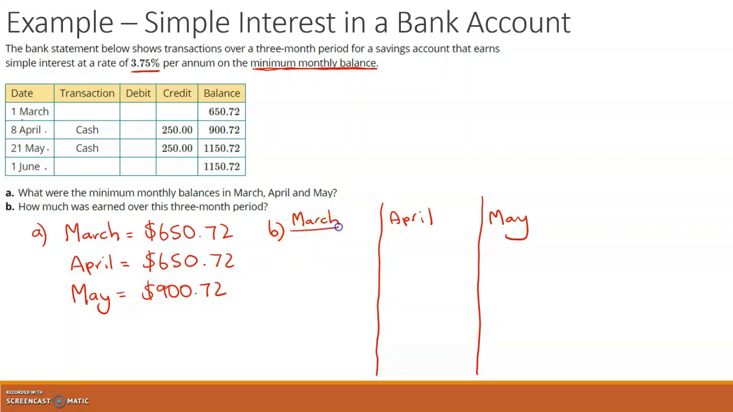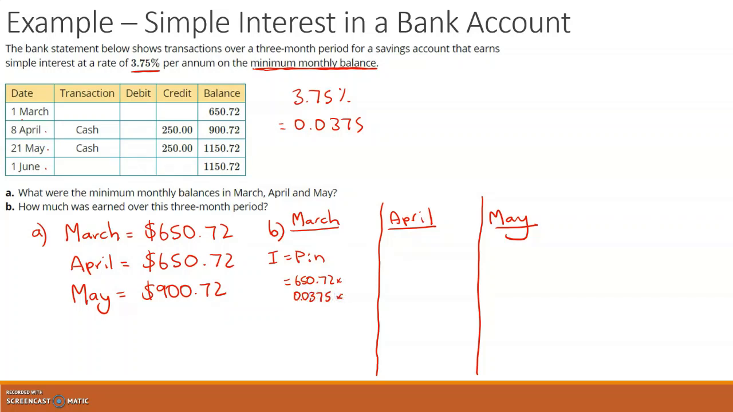Okay, so this is a simple interest calculation because we're just doing 1 month at a time. So in March, I'm still using my simple interest formula just like last lesson. It's I equals PRT. So the interest will be equal to the principal times the interest rate as a decimal times the number of years that this calculation is for. So the principal in March is $650.72 because that's the minimum balance in that month. The interest rate is 3.75% as a decimal. So 3.75% as a decimal is 0.0375. So I'm multiplying by 0.0375.